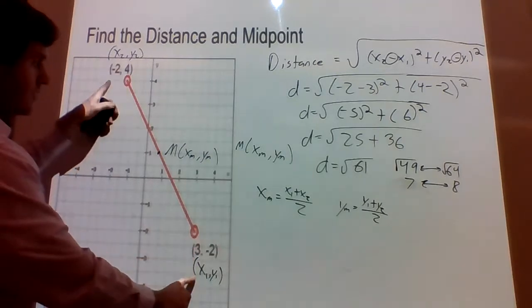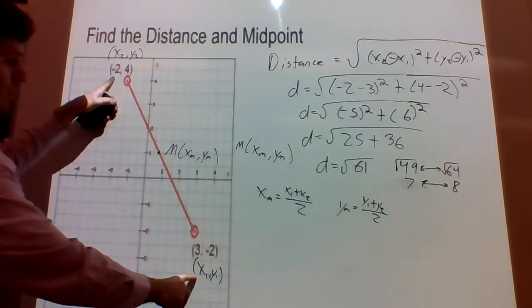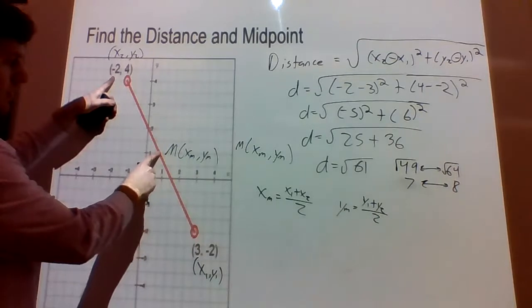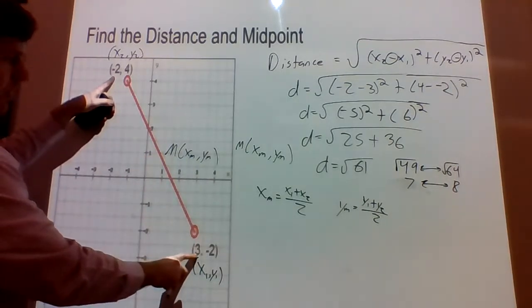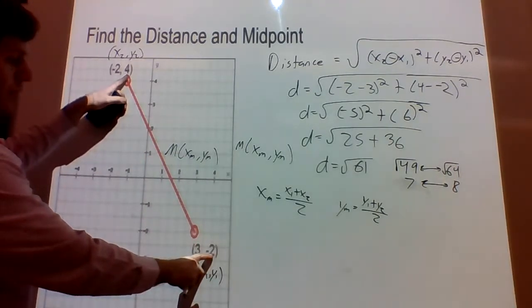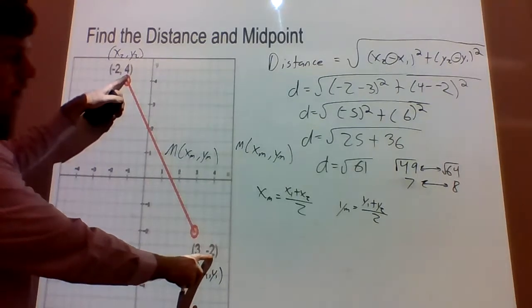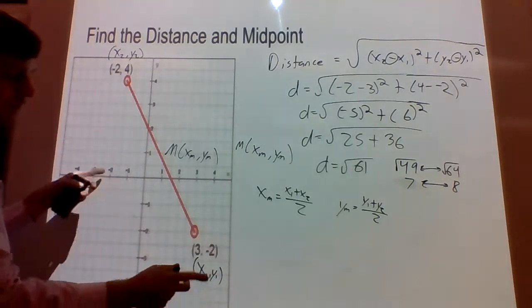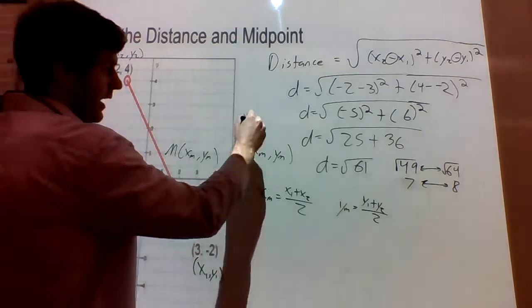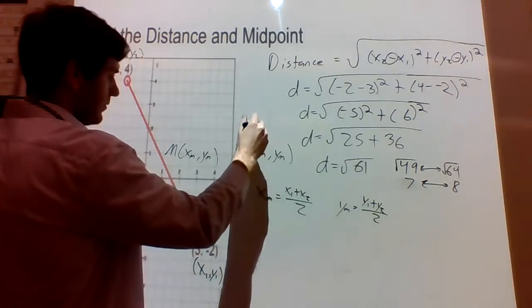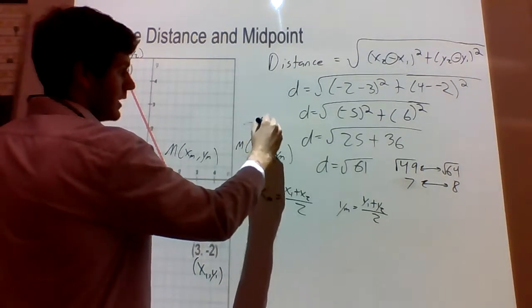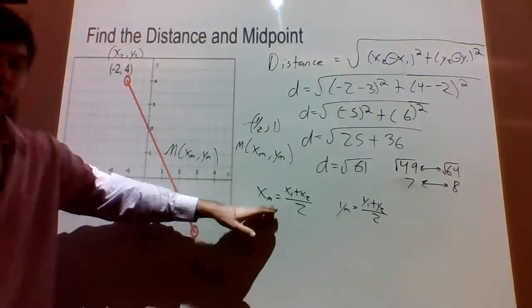So we're going to take the average of the x values. What's halfway between -2 and 3? Half is going to be between -2 and 3. Then what's halfway between 4 and -2? It's going to be +1. So we should get an answer, without even doing anything, of half, comma 1. Let's see if that's what we get.